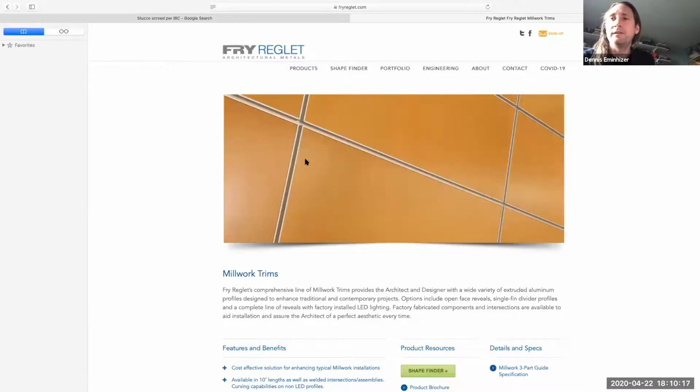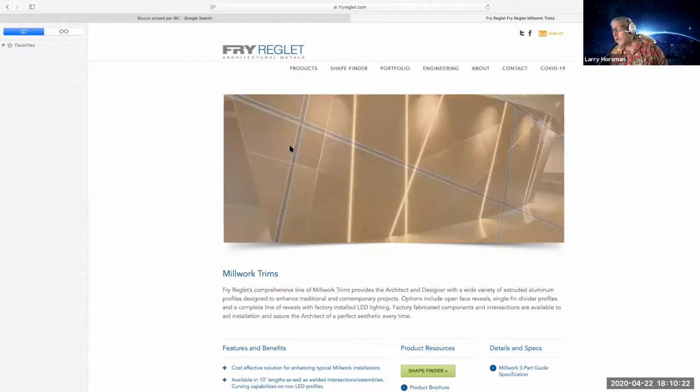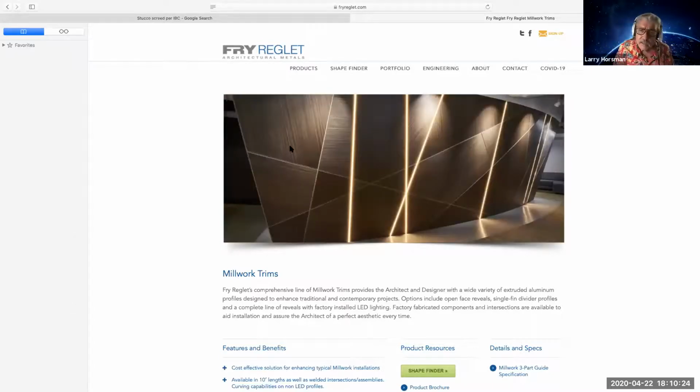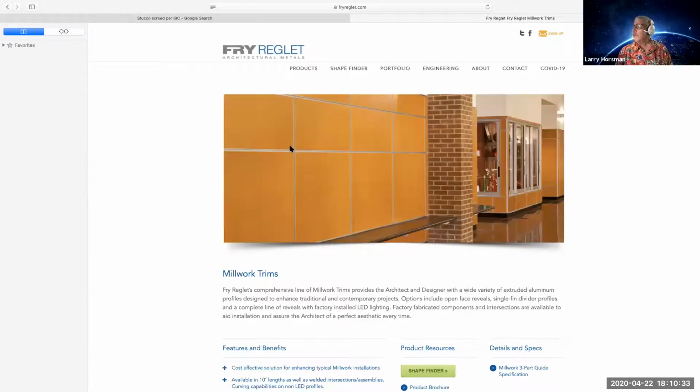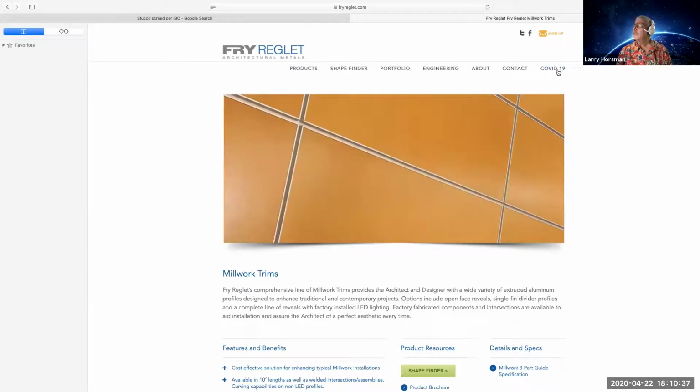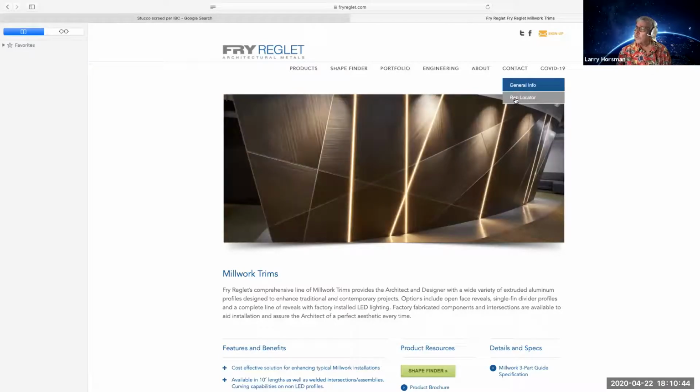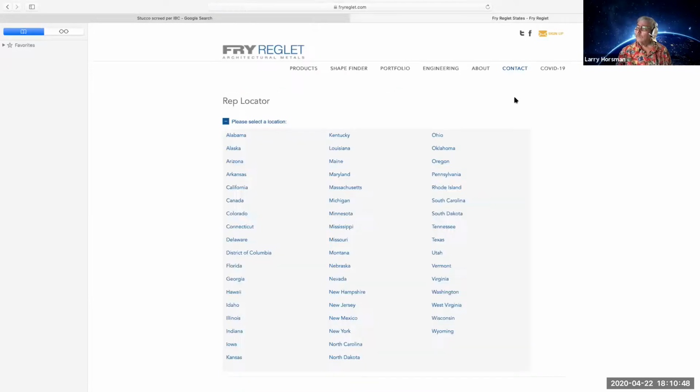Where do you buy these things? Is there like a drywall place? Yeah, normally either a drywall place might stock some of this, or a stucco place might stock some of this. Otherwise, you can order it directly from an outlet. I guess they're worried about the COVID contact, but normally if I need some information, I look for the rep locator.